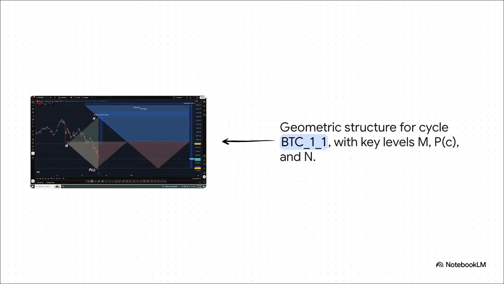And here it is, the geometric structure for this cycle. This is really the heart of the market DNA system. You can see those key levels labeled M, P, C, and N. We'll be talking a lot more about those. And that shaded area? That's what the model calls the trapezoid, and it represents a future price and time window.